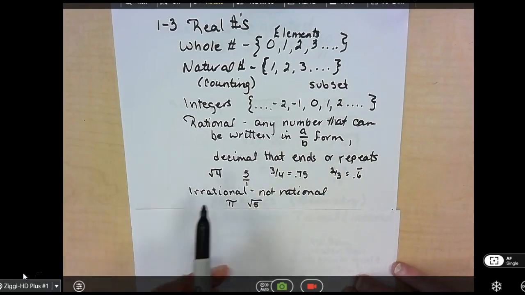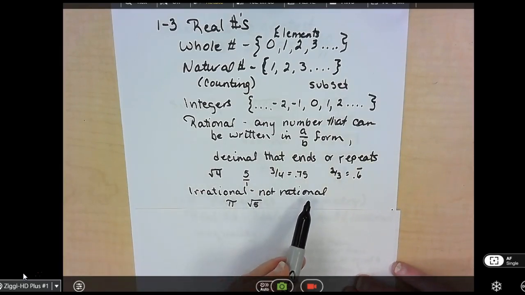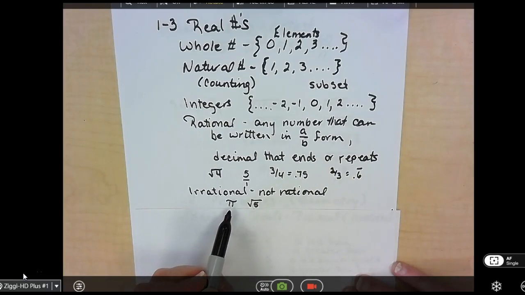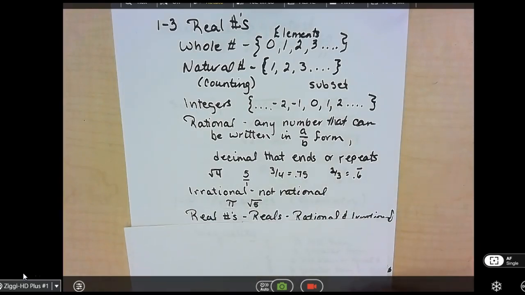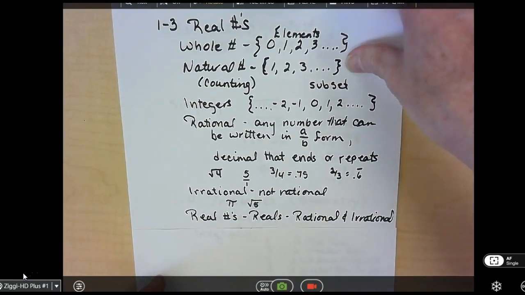Irrational numbers are anything that are not rational. So you can't write these as fractions. If they're a decimal, the decimal never ends, it never repeats, like pi. 3.14159 never ends, never repeats. Square root of 5, if you don't know the square root immediately, it never ends or repeats. So our real numbers include both the rational and irrational numbers. So you're going to be looking at those type of numbers, of real numbers, including every type of number.